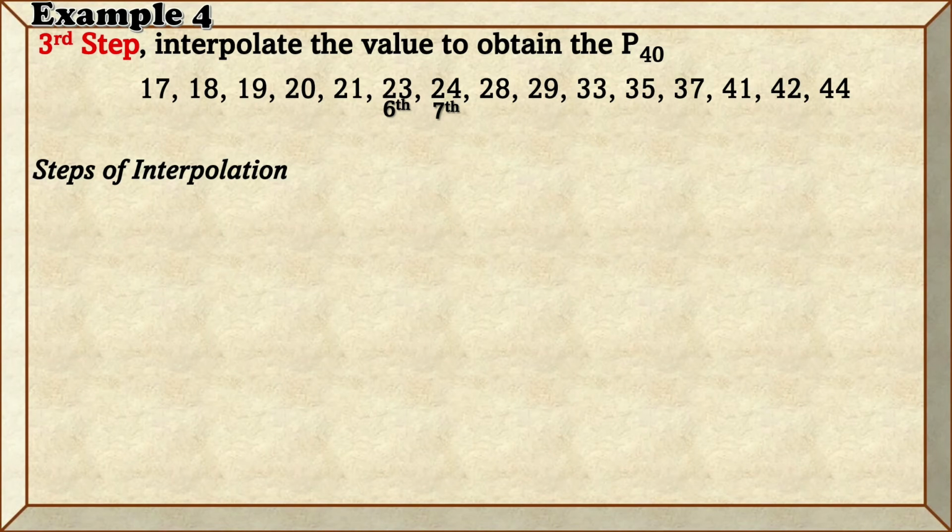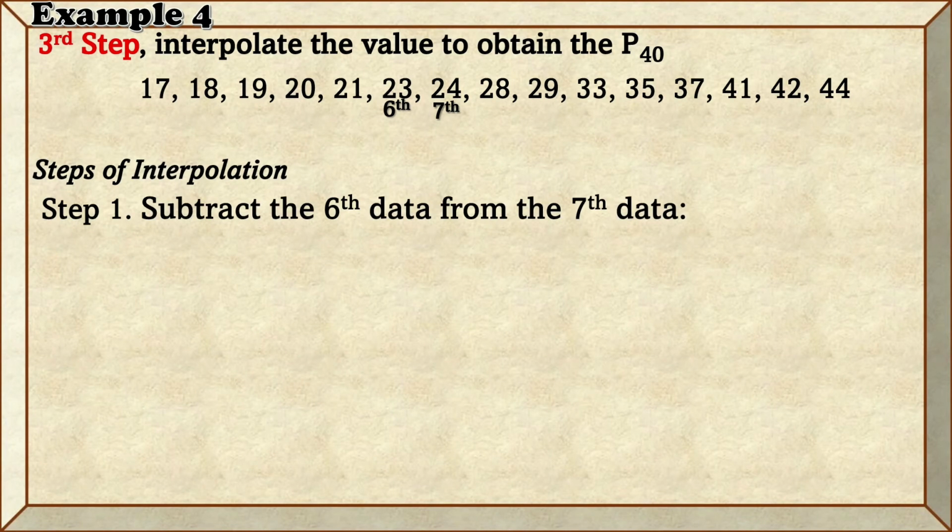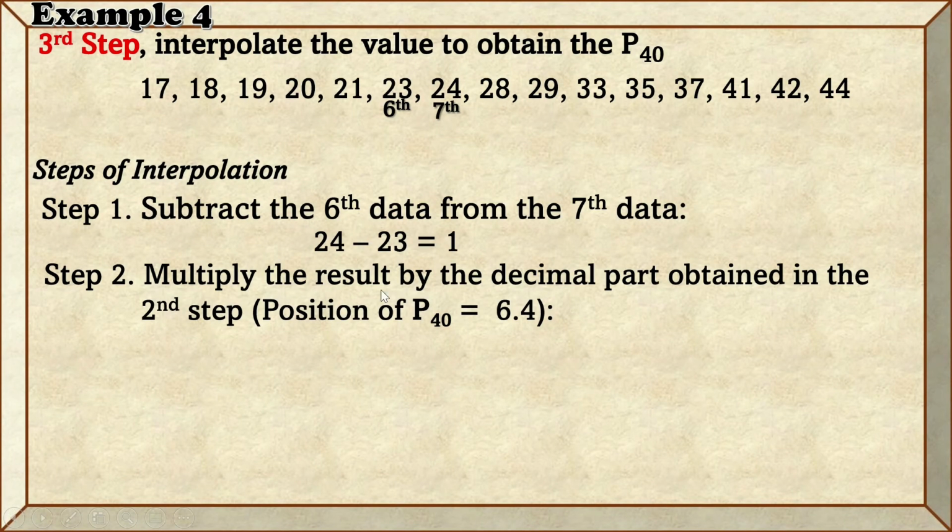Steps of interpolation. Step 1: Subtract the 6th data from the 7th data. So, 24 minus 23 equals 1. Second step, multiply the result by the decimal part obtained in the second step. So, the position of 40th percentile, the decimal part is 0.4. So, imumultiply natin yung 0.4 sa 1. So, we have 1 times 0.4 is equal to 0.4.